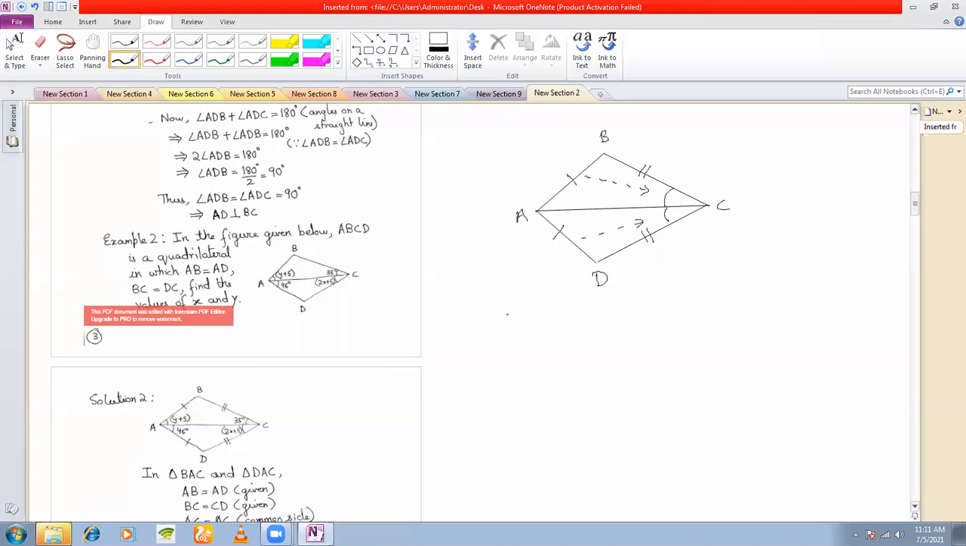So therefore, what can we write? Angle BCA is equal to angle ACD, by CPCT. But what are these angles given? I think this angle is given to be 35 degrees, and this angle is given to be 2x plus 5, right? So that means 35 must be equal to 2x plus 5.